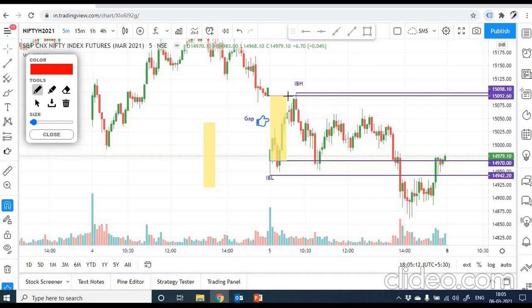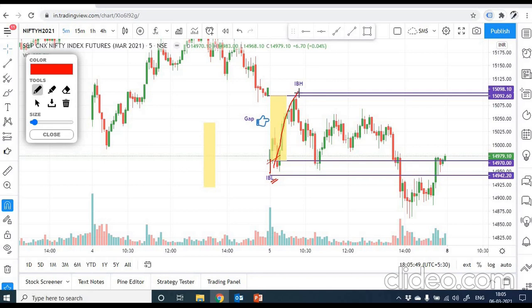So the market opened at this level, right? This is the level where we opened, which is 14970, and then we started moving down. So this is the IB low of 14942, and then we started moving up, and in the process we filled the gap. 15092 was the gap border, and we closed at 15098.